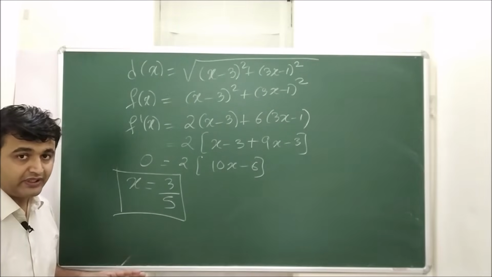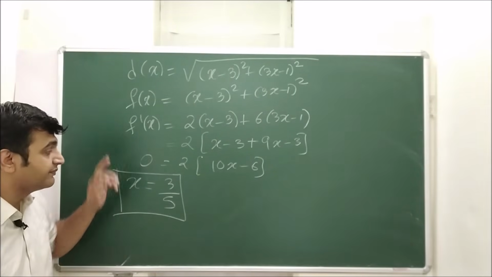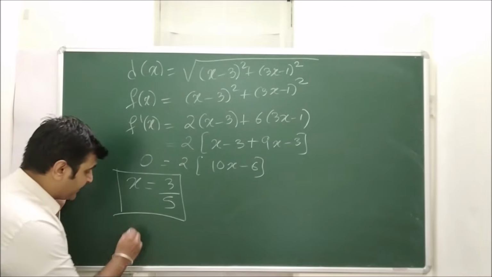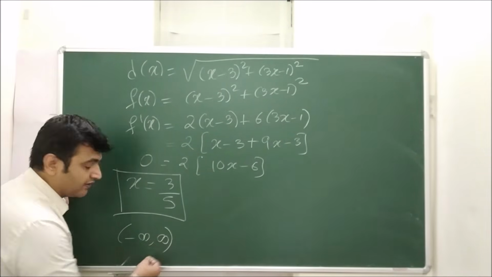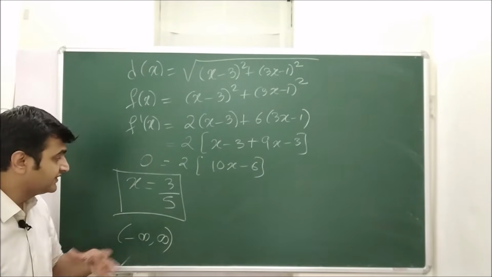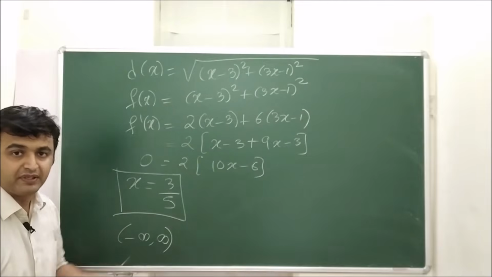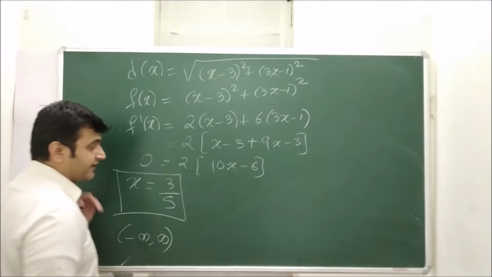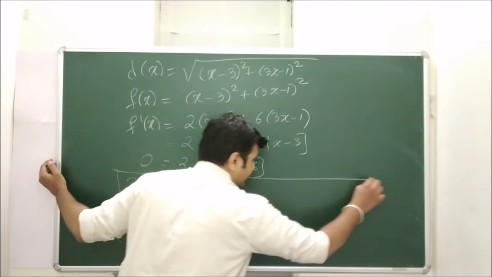Is this the required point? That means whether the function takes minimum value at this point. Now how do you check that? Because the domain is what? Minus infinity to infinity. I don't have endpoints. Like for the closed interval you had the endpoints and you had the critical points. You just compare between them. So when you don't have the closed and bounded domain, we take the help of the first derivative test.